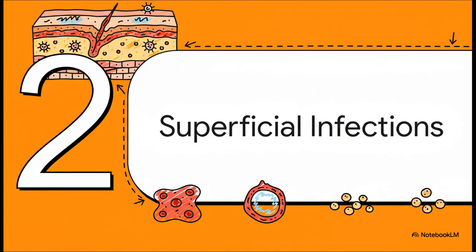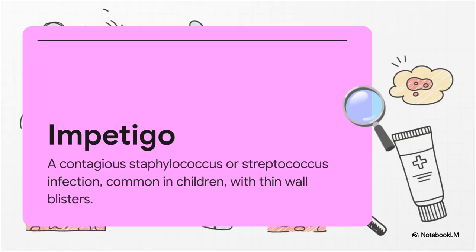Right then, let's start at the surface. These are the infections that affect the outermost layers of the skin. They are often the most common, and thankfully, usually the most straightforward to treat. So first up is impetigo. This is a highly contagious infection you often see in kids. It's caused by our usual suspects, staph or strep, and it starts out as these little blisters. The key thing to know about them is how fragile they are. They pop at the slightest touch, which is really important for what happens next.